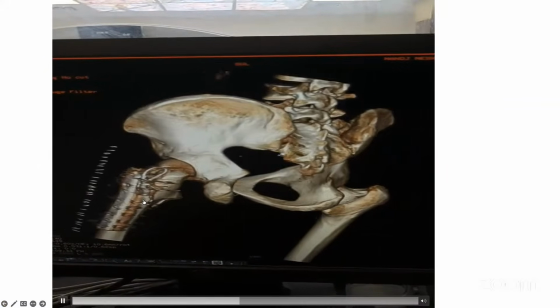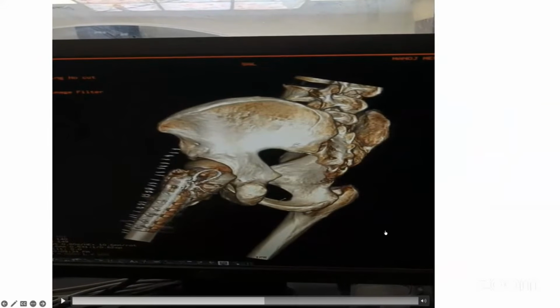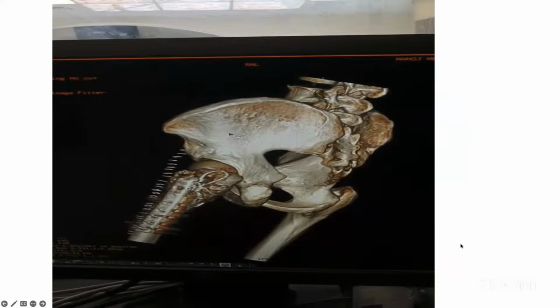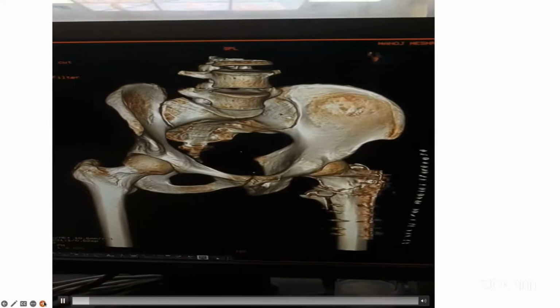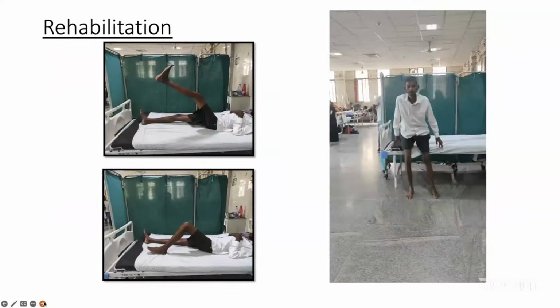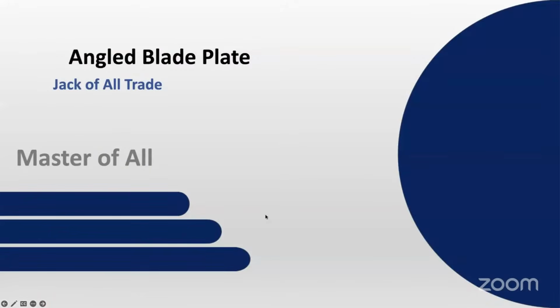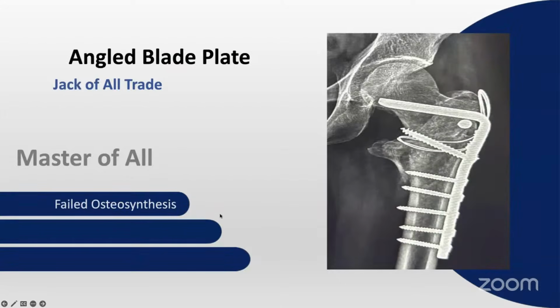So you should always bear in mind the reduction of the trochanters, lesser trochanter as well as greater trochanter, and get a good reduction as well as good fixation of the implant. This will give you good mobilization of the patient. We have put in this angle blade plate, which was previously used for non-unions and failed osteosynthesis, but we have started using it in these fractures.